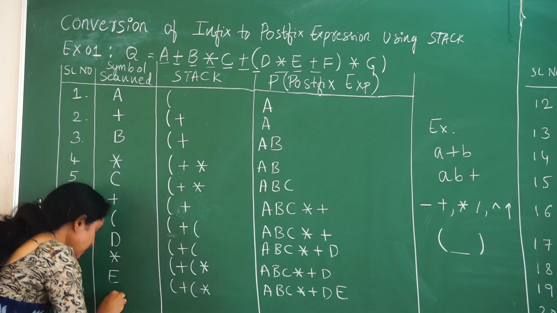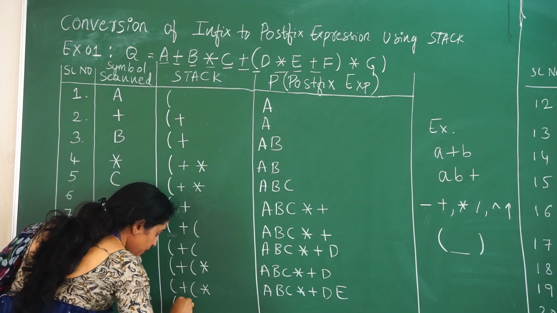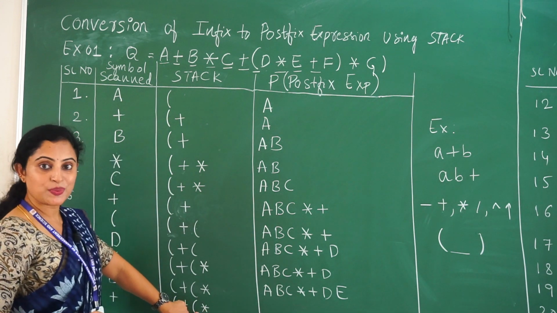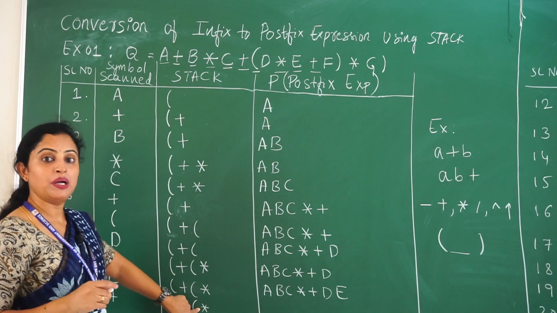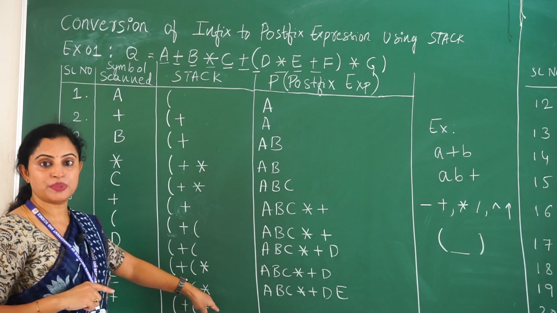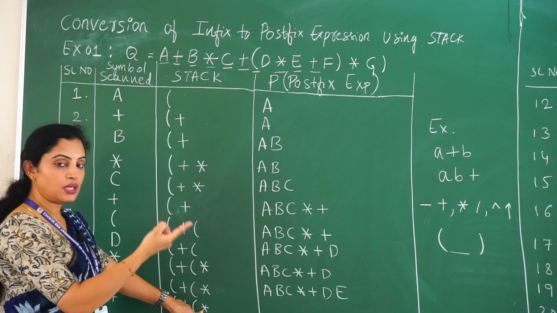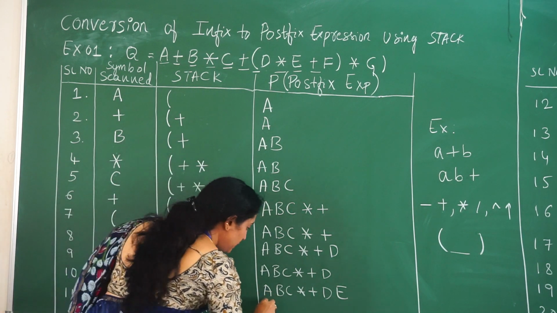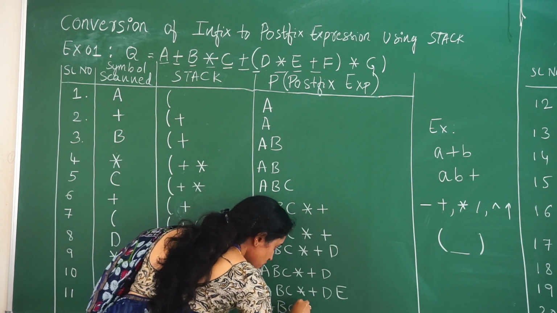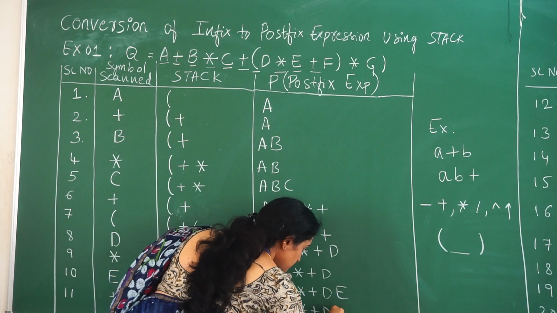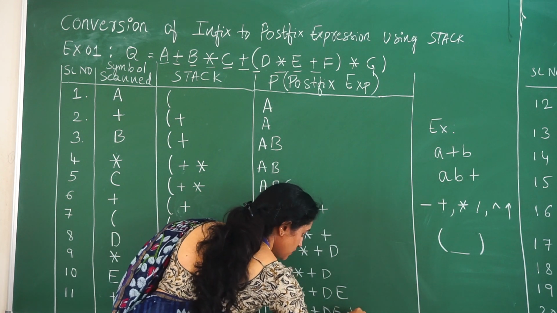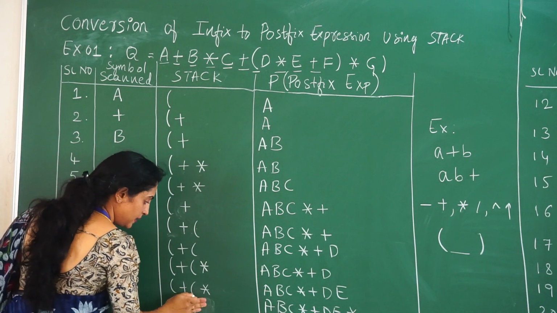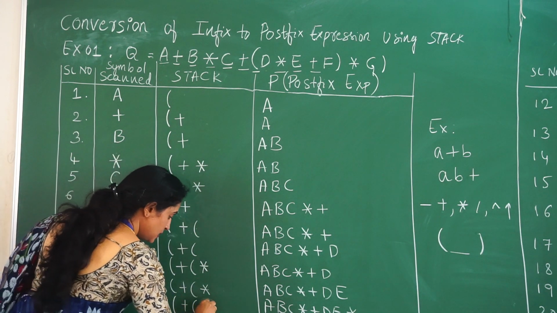Plus is an operator, so we have to push it inside the stack. Now plus has less precedence than asterisk, so we are not supposed to keep the plus operator in front of the higher precedence operator. So we have to pop the asterisk out, then insert the plus operator. So pop out the asterisk and place it in the postfix expression. This multiplication symbol is removed from the stack and now plus is placed here.